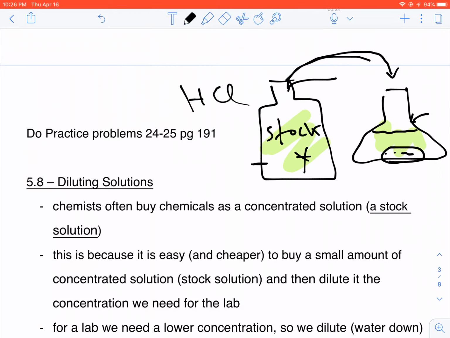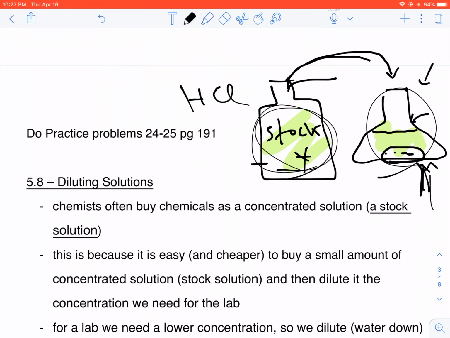So we buy things often as a stock. We buy it as a very concentrated solution so that we can use a little bit of it every time we need it. You think, well, why wouldn't I just buy this? Because I need so much of this solution that I would have to buy liters and liters and liters. It makes more sense to buy the stock solution, 1 bottle, not even a big bottle, and then every time I need to have the chemical for a lab here, I'm just going to take a few drips out of here, add them to here, and then add the water, and now I'm ready to go.